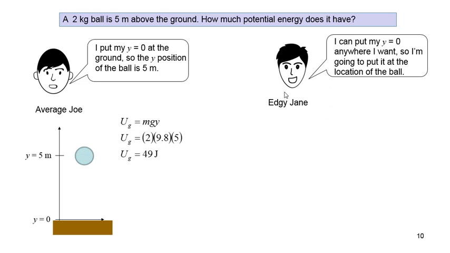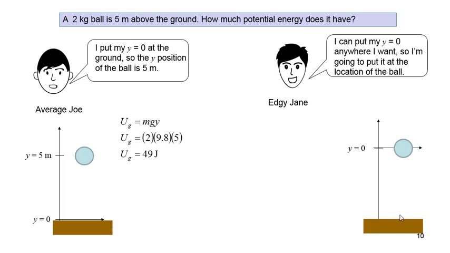Somebody else might say, I can put my y equals 0 anywhere I want, which is true. You can put your y equals 0 anywhere you want. You can put the origin of your coordinate system anywhere you want. Physics should not depend on where you happen to choose to put your origin. So Edgy Jane decides, because she can put it anywhere she wants, she's going to put her y equals 0 position at the location of the ball.